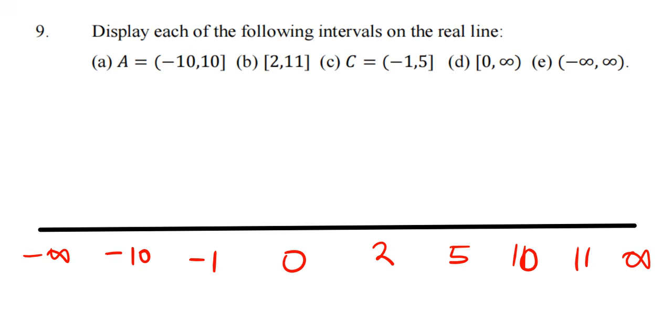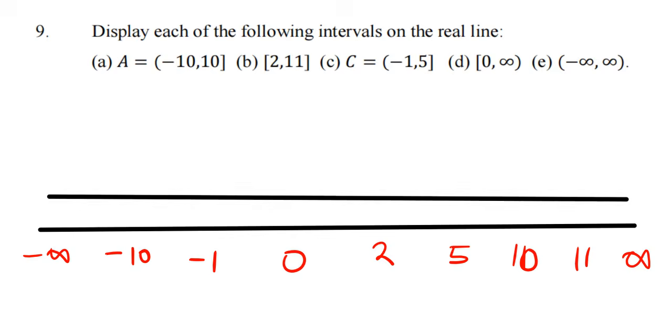Then we come to E. E, you are moving all the way from negative infinity to positive infinity. So you can just start from anywhere, but make sure that you're going all the way to positive and negative. You are moving from negative infinity and like that. So on both directions you are going like that. So that is how we show these ones.